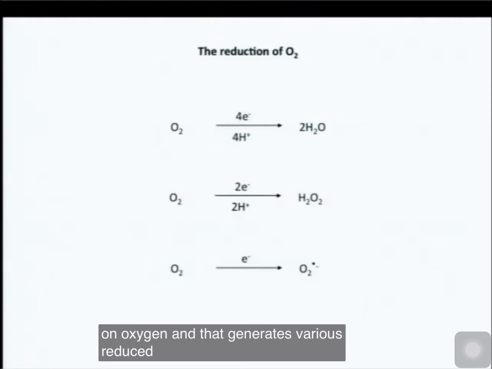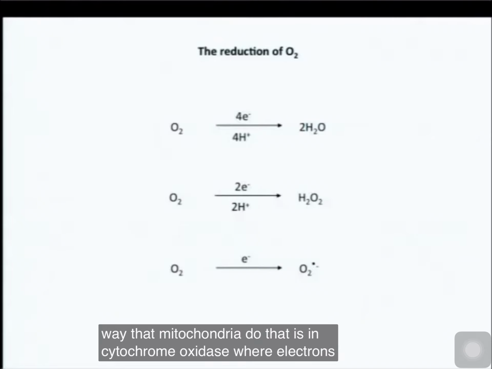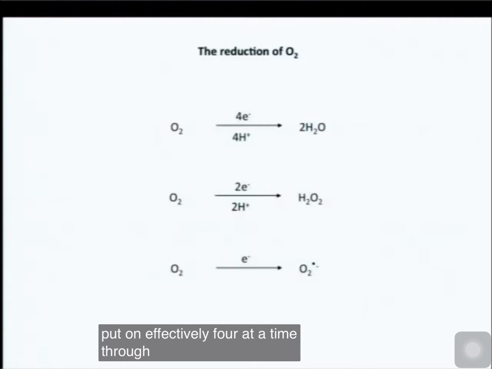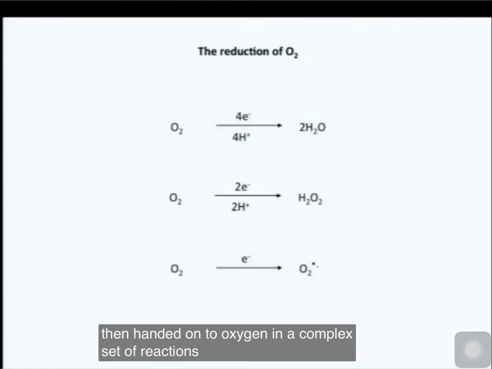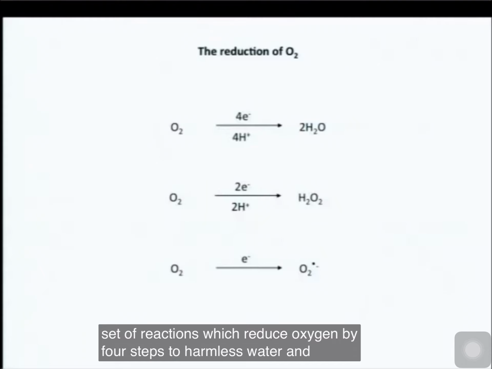generates various reduced oxygen species. And the canonical way that mitochondria do that is in cytochrome oxidase, where electrons are put on effectively 4 at a time through the 4 different redox centers in the cytochrome oxidase, and then handed on to oxygen in a complex set of reactions which reduce oxygen by 4 steps to harmless water.